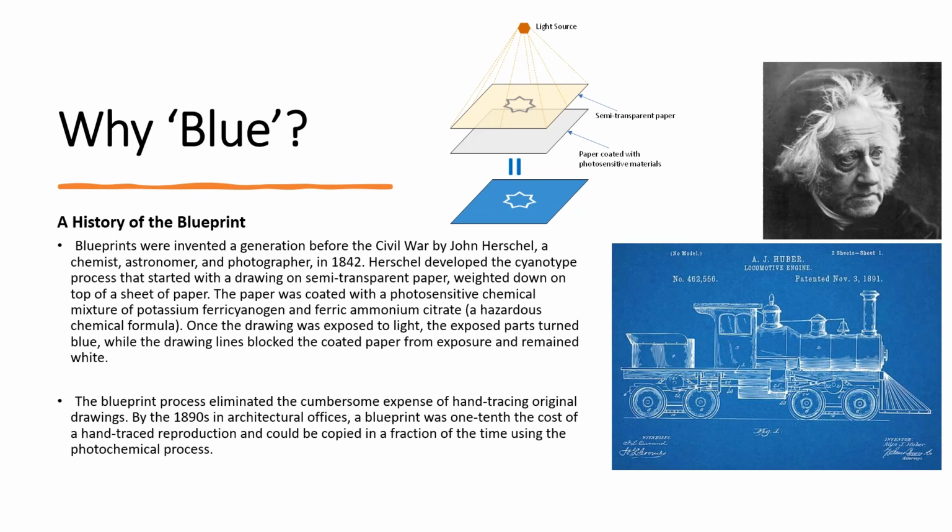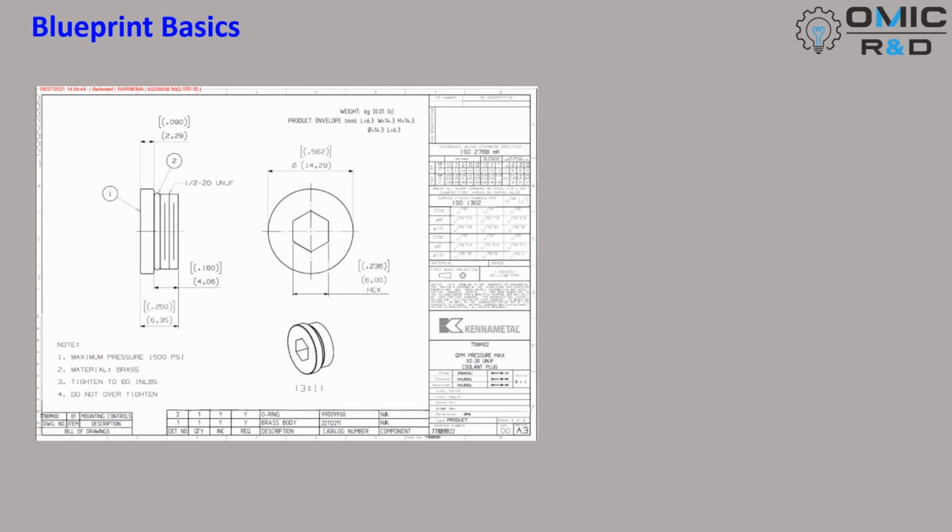The blueprint process eliminated the cumbersome expense of hand tracing original drawings. By the 1890s, in architectural offices, a blueprint was 1/10 the cost of a hand-traced reproduction and could be copied in a fraction of the time using the photochemical process.